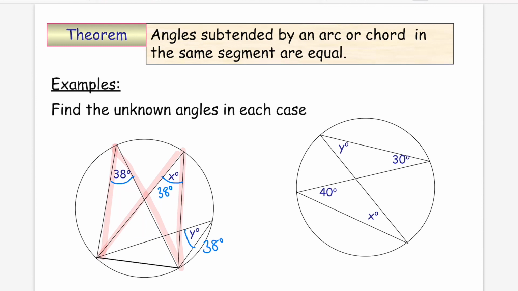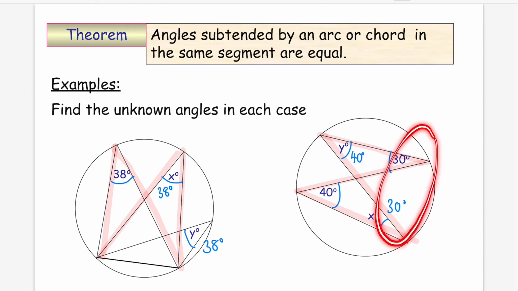Again, looking at the next one, we can see we have that bow shape, so we know we're going to be using the bow theorem. If this angle is 40, therefore y is also 40. If this angle is 30, therefore x is also 30. So the angles on the same sides are exactly the same as one another.